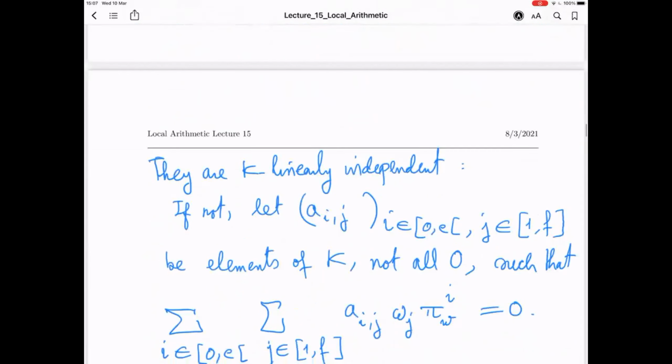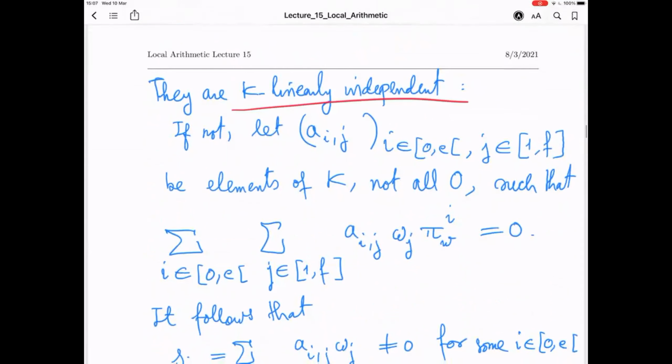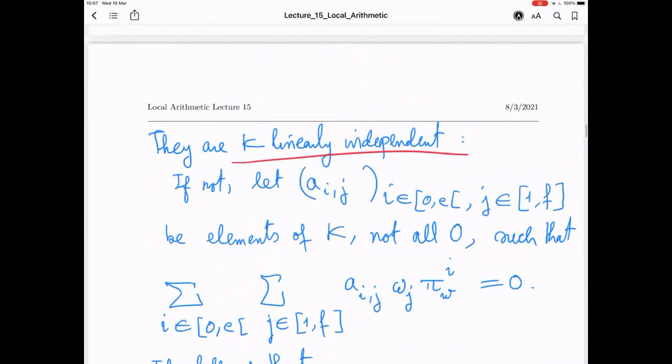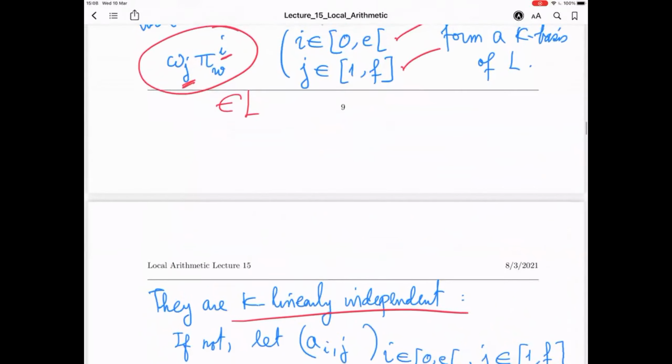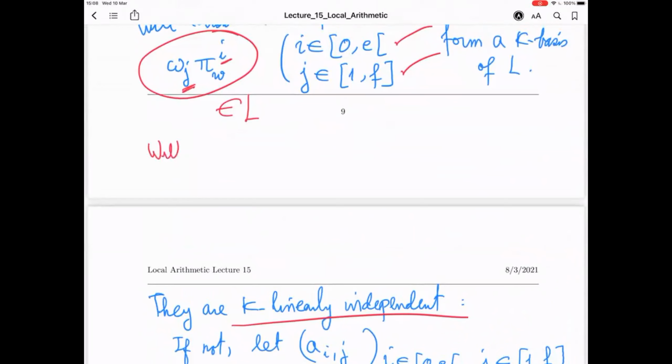The first claim is that these elements are K-linearly independent. What we'll show now is that they form a K-basis of L. That will prove that the degree of L over K is equal to E times F, because there are EF elements here. So that will establish the first claim.